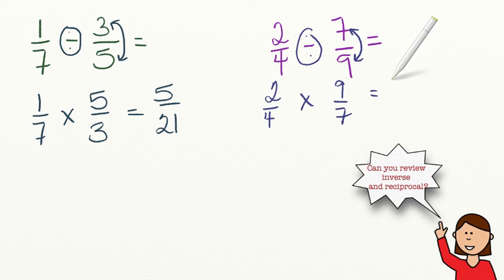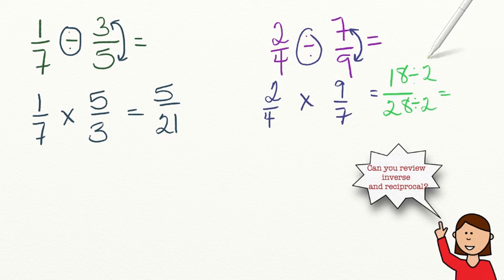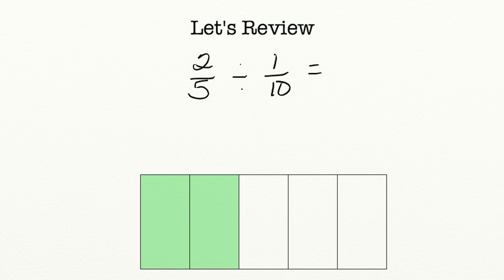2 times 9 equals 18. 4 times 7 equals 28. And it's important that we always remember to simplify as best as we can. 18 divided by 2 equals 9, and 28 divided by 2 equals 14. 2/4 divided by 7/9 equals 9/14. Let's review what you've learned in today's lesson.